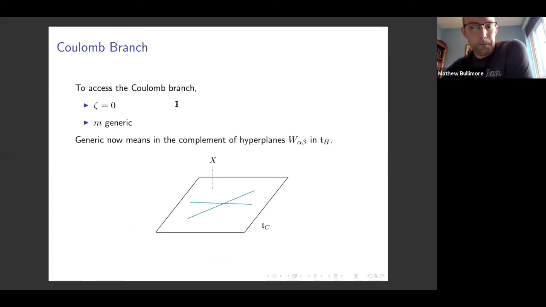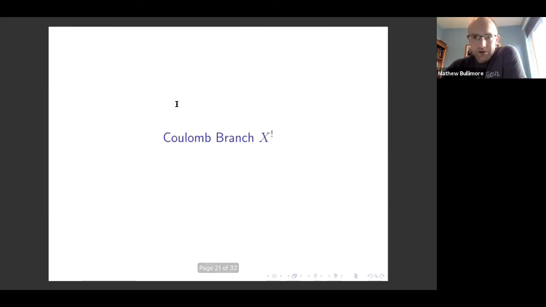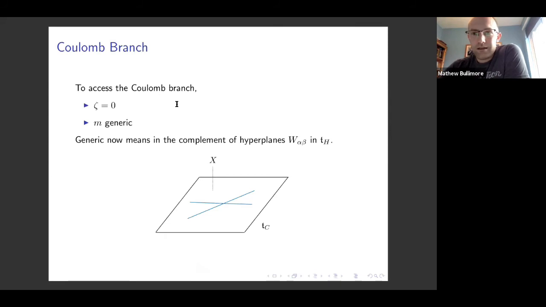All right. Good. So for the Coulomb branch, life is opposite. This is a direct copy of the slide for the Higgs branch. I now want to set the Fi parameters to 0 and take the masses to be generic. And again, like before, generic means that I lie away from any of these bad hyperplanes in the space of masses.